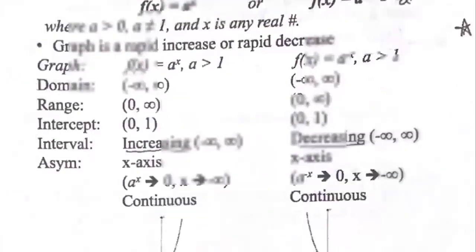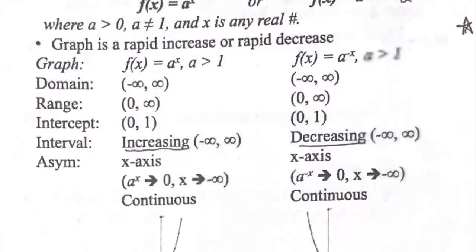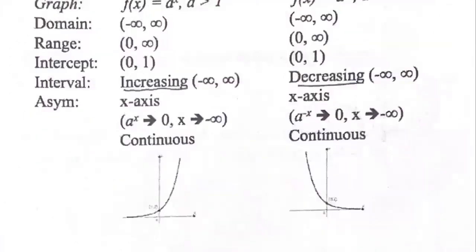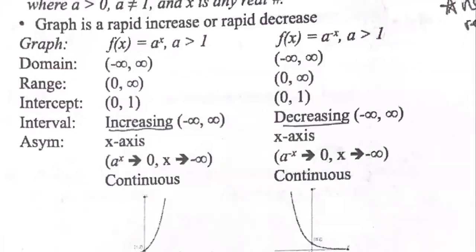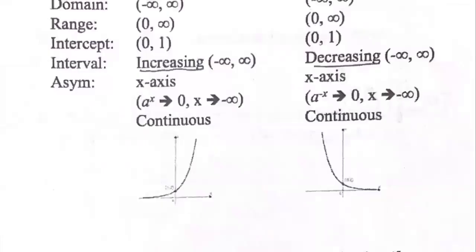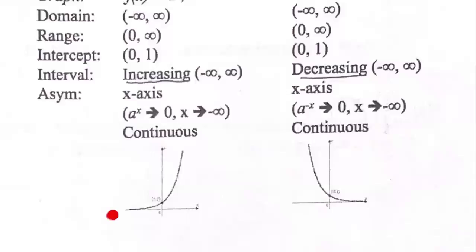A couple things from the graph. When a is greater than 1, the domain is negative infinity to infinity. The range is from 0 to infinity, because it's everything greater than y equals 0, so it's everything above. It has an intercept at (0, 1), and it's increasing from negative infinity to infinity.